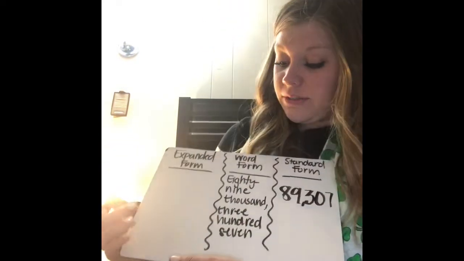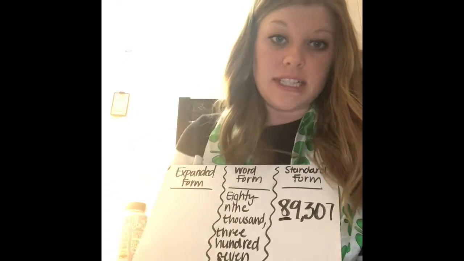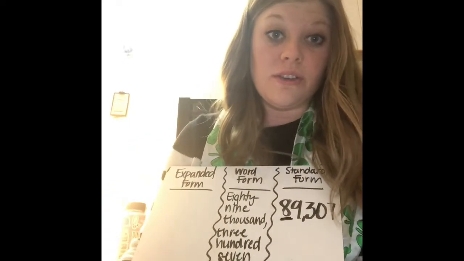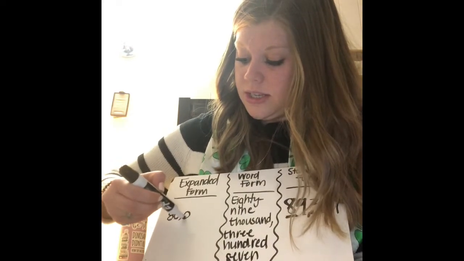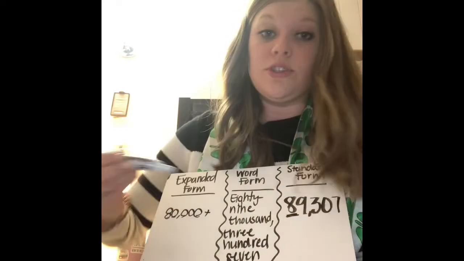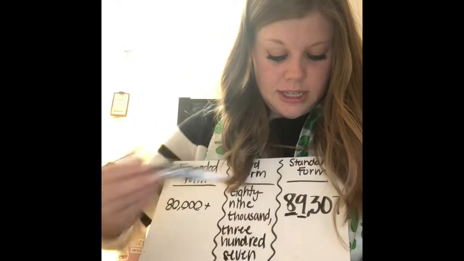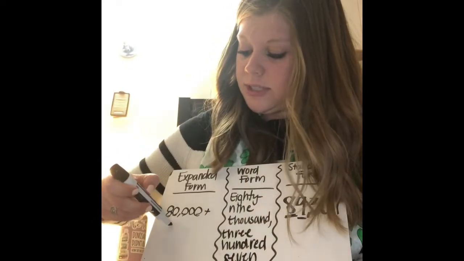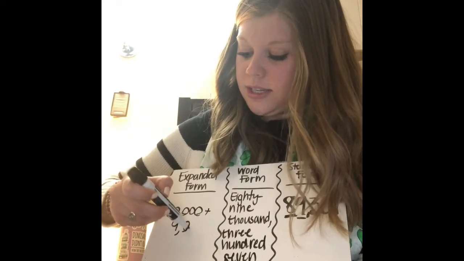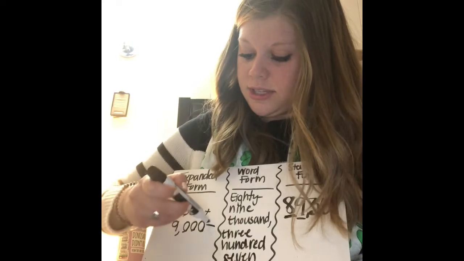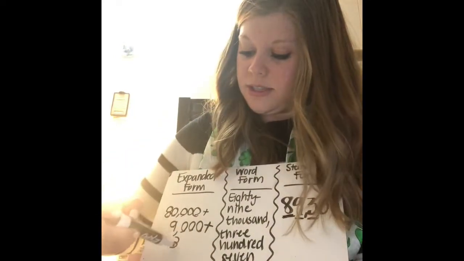And then expanded form is writing out the value of each digit. So if I have an 8 right here, that's in the 10,000s place. So the value of 8 10,000s is 80,000. Please don't judge my handwriting upside down. The next is a 9 in the thousands place, so the value of that is going to be 9,000.